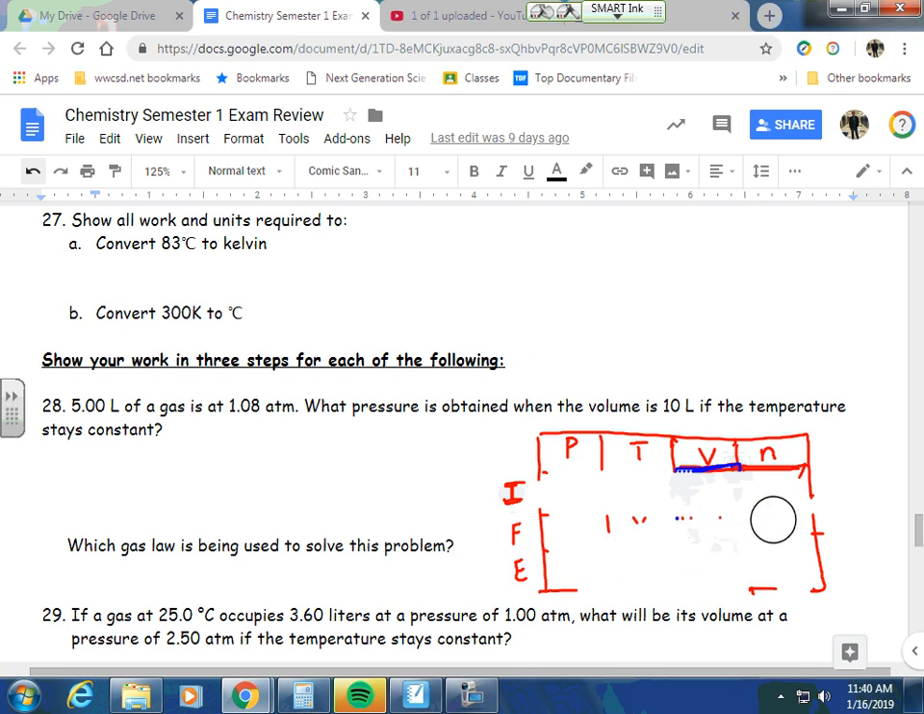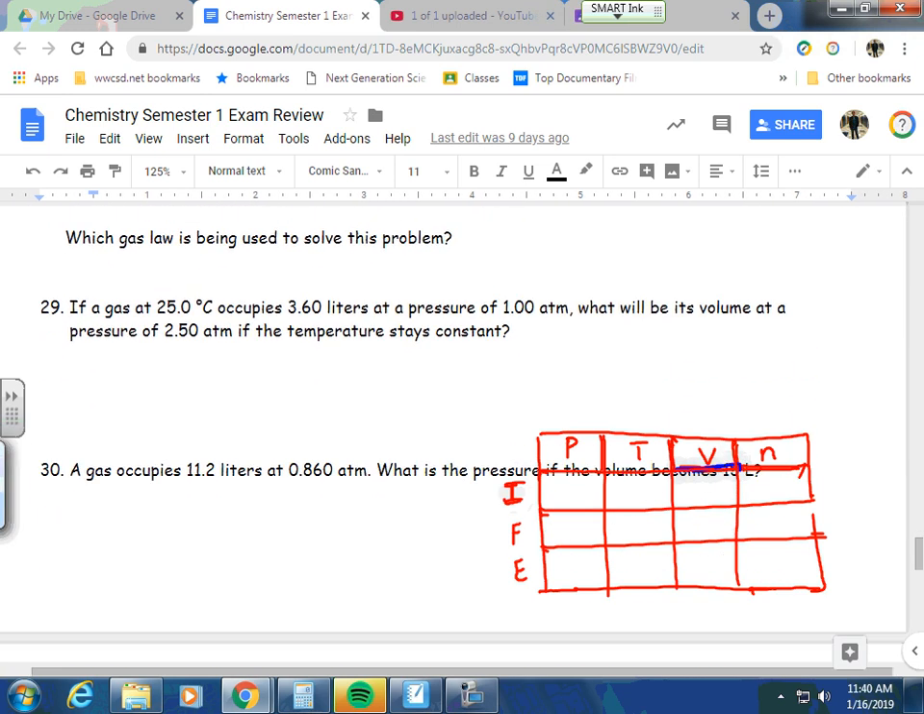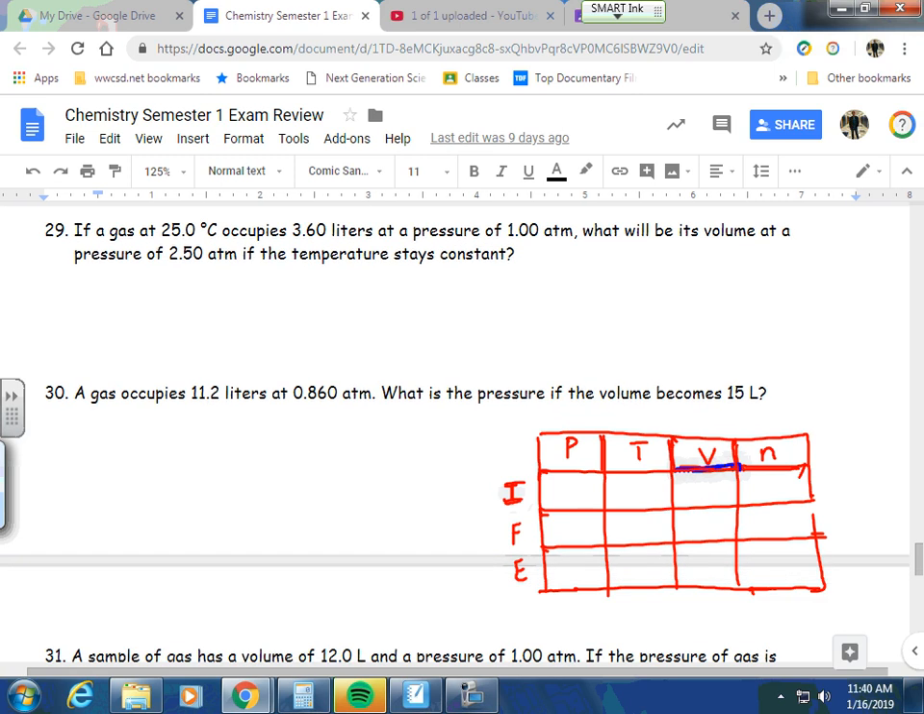Not really helping me as much as I had hoped. All right. So make a new chart for my next problem. All right. So number 29 here.